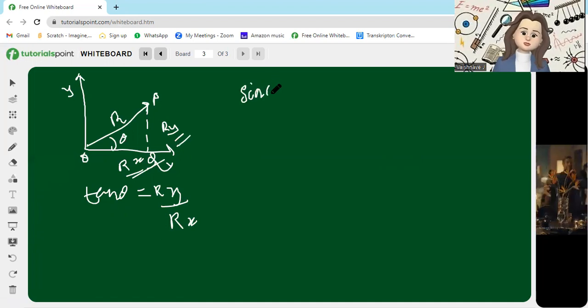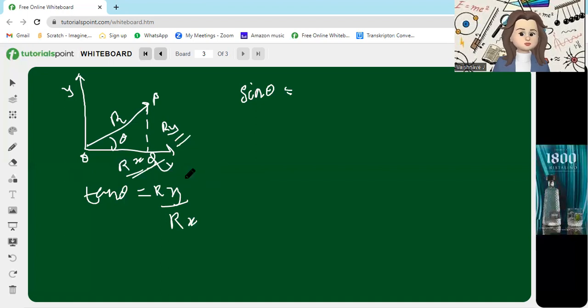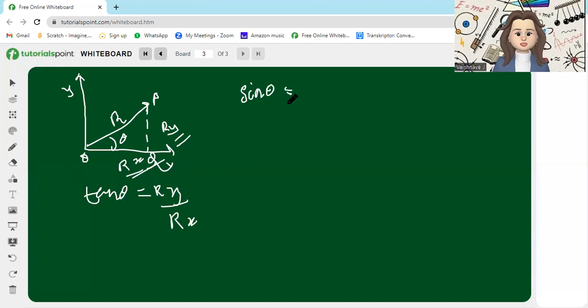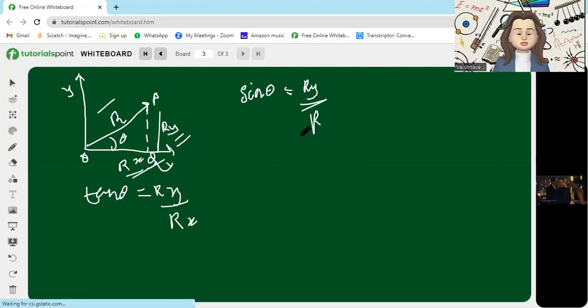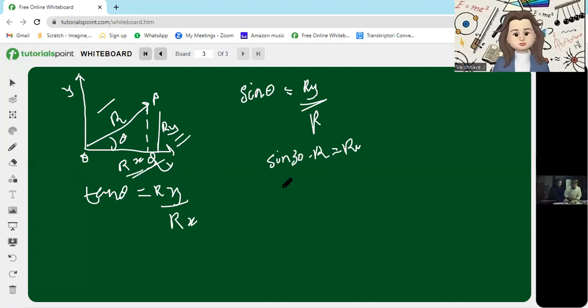If you use sine theta is equal to pq by oq. Sorry, pq by po. Right? pq by oq. Sorry, just a mistake. It's pq, which is ry, opposite by hypotenuse, ry by r. Now, can we say that ry is nothing but sine theta into r? Same with cos theta. This is not 30, sorry. This is theta.